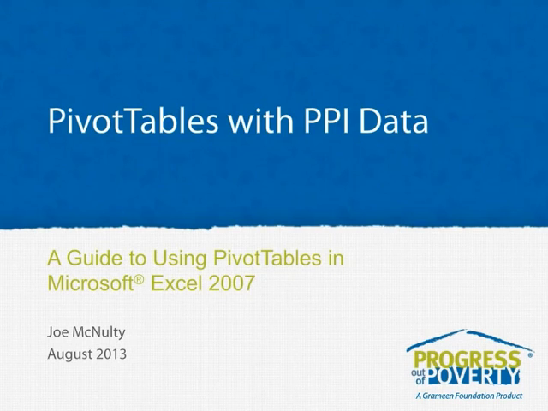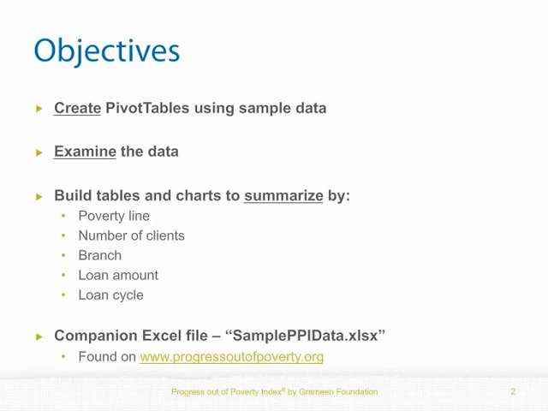Welcome to the self-instruction guide for using pivot tables to interpret PPI data. For the purposes of this guide, we are going to create pivot tables to report on PPI data from a microfinance institution in Indonesia. We will examine the data and build tables and charts to summarize and display the data by poverty line, number of clients, branch, loan amount, and loan cycle.